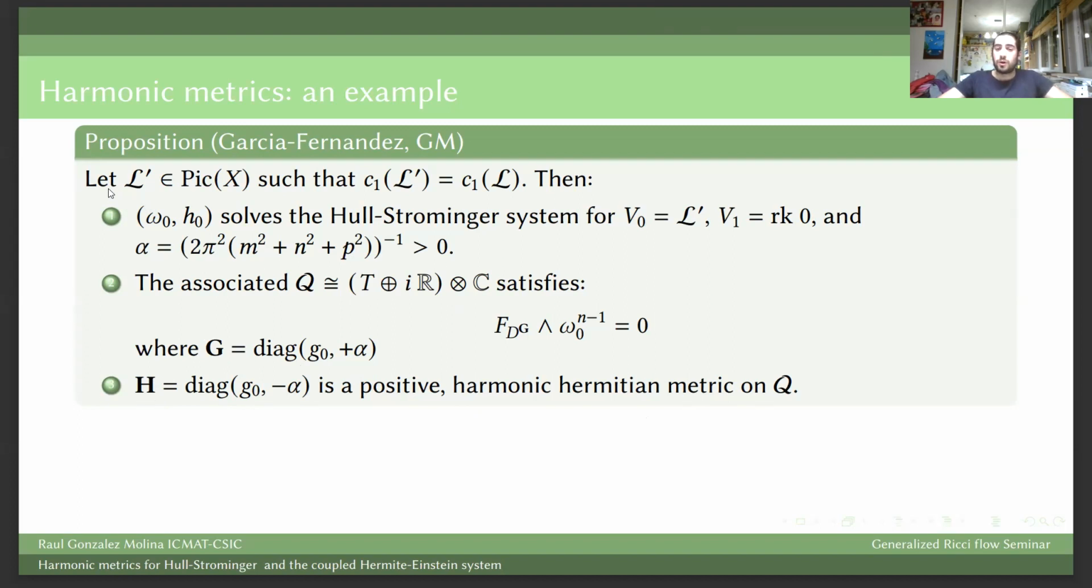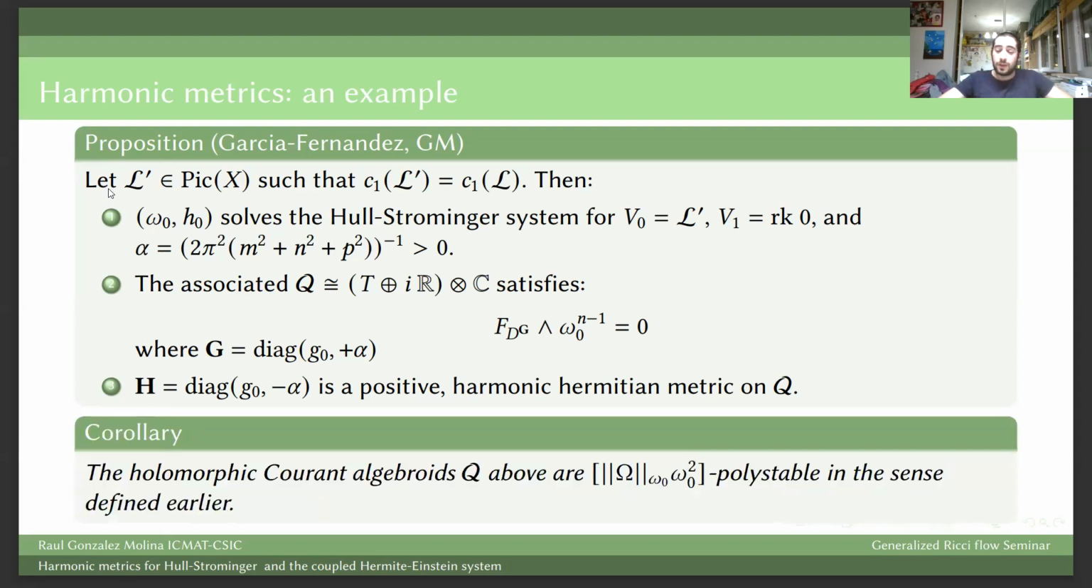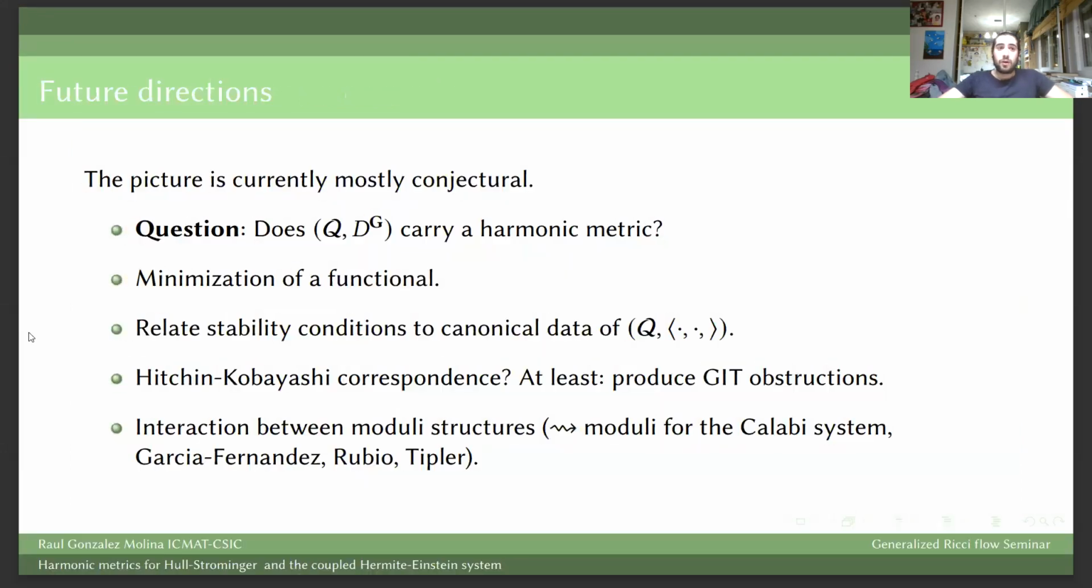It's just a toy model in which Hermitian metrics are shown to exist just by direct computation. And so, as a corollary of the theory I have explained up to now, it follows that the current algebroids that I have defined, since they carry harmonic Hermitian metrics, are polystable in the sense that I defined earlier. It's just a consequence. Okay, so this is the theory of this part of the talk.